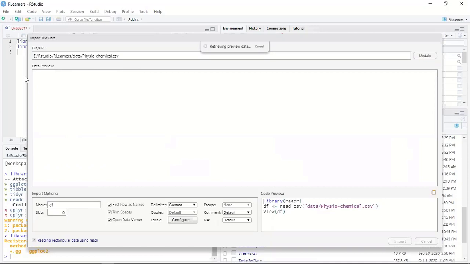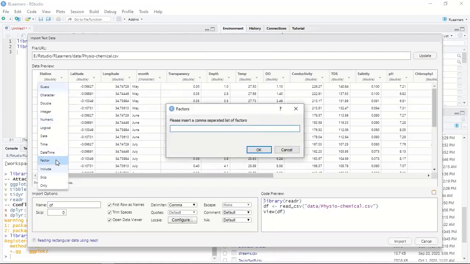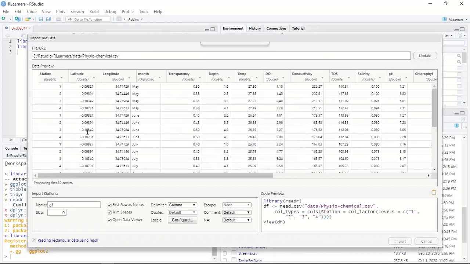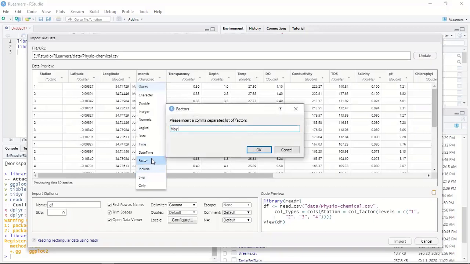And we're going to change some of these things here as usual, as we do. The station, let's make them into factors. Station 1, station 2, station 3, station 4. There are 4 stations, I believe. And the months, you're also going to change them into factors: from the month of May, June, July, August, September, finally October.